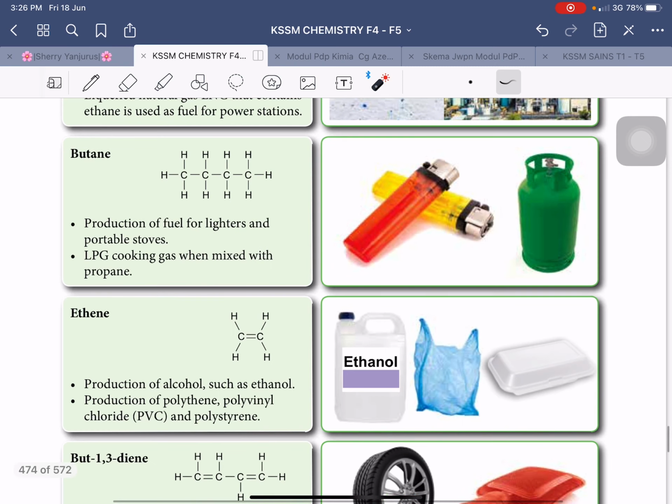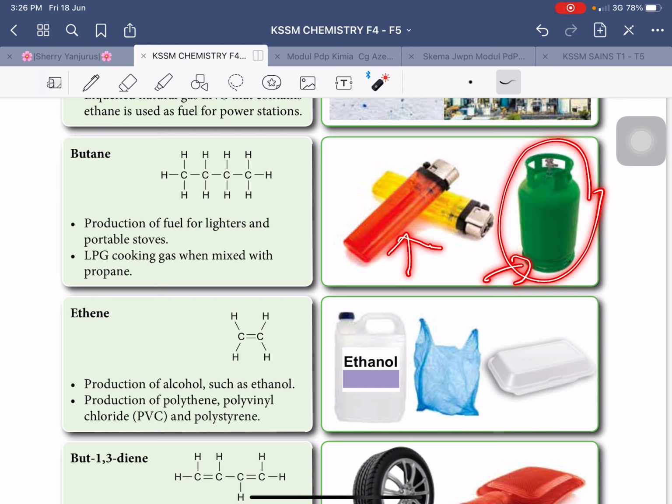Okay, next, butane. Production of fuel for lighters and portable stoves. Apa yang ada dalam gas memasak kamu dan juga dalam pemetik api itu sebenarnya adalah butane. Butane is from alkane, the fourth member, C4H10. LPG cooking gas when mixed with propane.